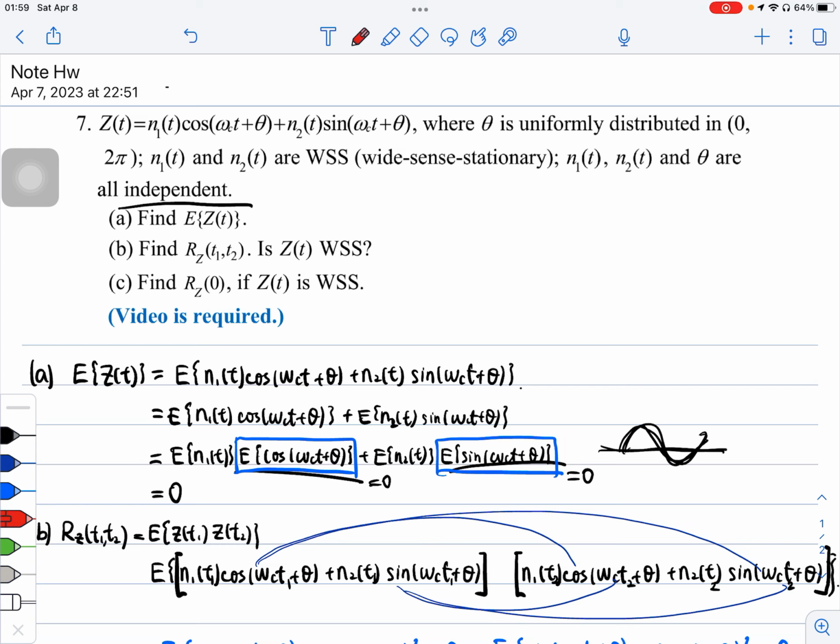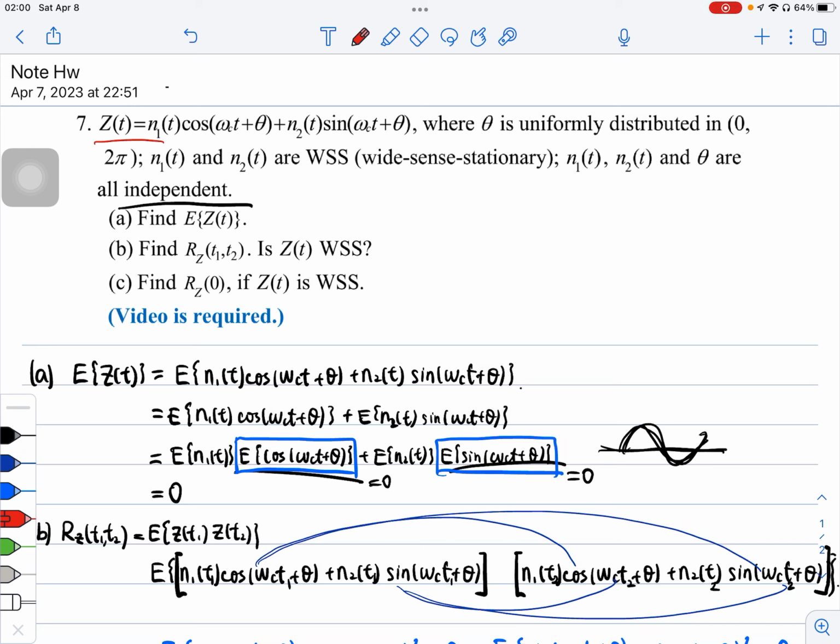This is the function of Z(t), and theta is uniformly distributed in 0 to 2 pi. N1(t) and N2(t) are WSS, and the three variables are all independent.